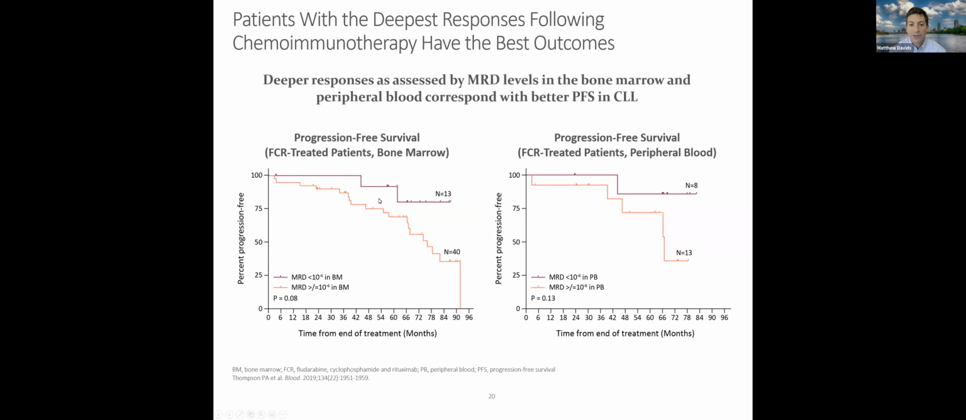They had testing on the bone marrow in the curves on the left and in the blood in the curves on the right. And in both cases, you can see that patients who had detectable MRD at a level above that 1 in a million, that's the orange lines, had a shorter progression-free survival than the patients who had undetectable MRD at a level of 1 in a million, that's the top line. So again, suggesting that even within testing of MRD, the depth of testing may actually be very helpful in terms of predicting outcomes.